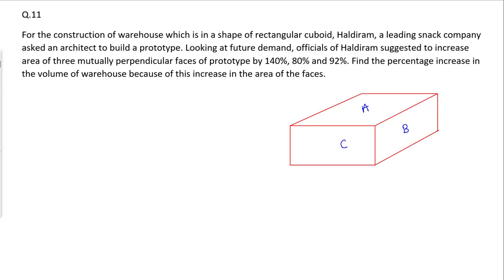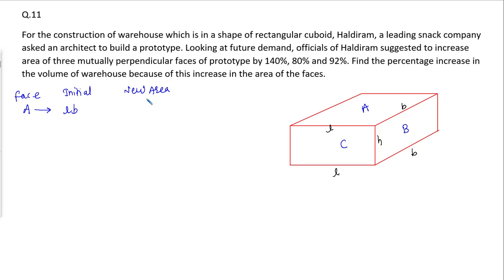Now let's call the length of this cuboid L, the breadth B, and the height H. The area of these three faces we are going to increase by 140%, 80% and 92%. You can allocate any percentage increase to any face, it doesn't matter. So over here, let's take face A. The area of face A is equal to L into B. This is the initial area, and the new area is going to be how much?